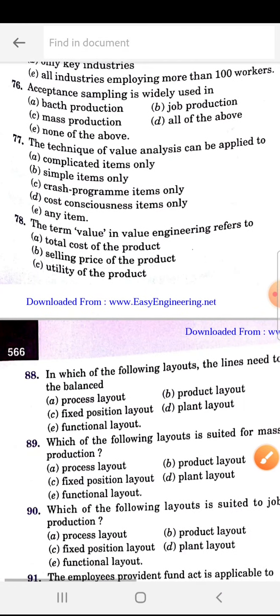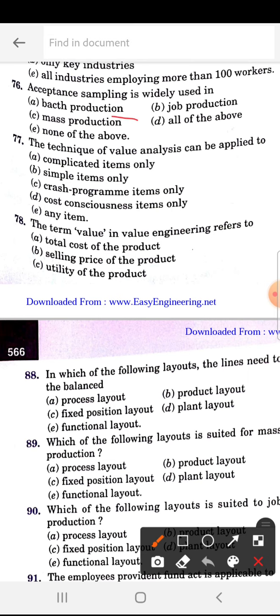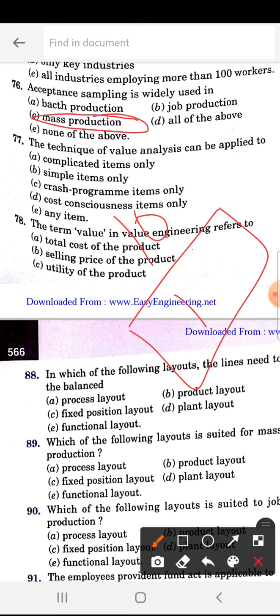Next, acceptance sampling is widely used in, 76 is C, mass production. In mass production, what will we do? Suppose we are manufacturing 1 lakh products. Out of 1 lakh products, we take 10 products.